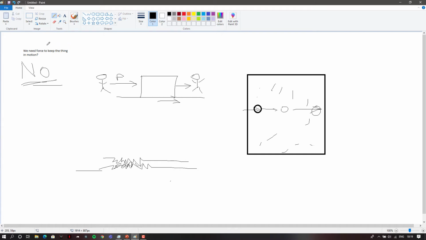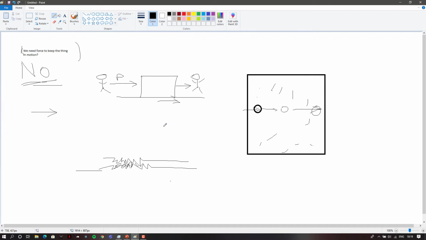So why do we need force? Important question: why do we need force in the first place? The statement that we need force to keep a thing in motion is wrong. The right statement is that we need force to start the motion.